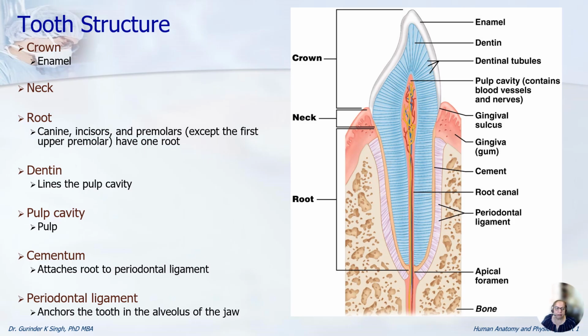Okay, let's look at the tooth structure. What comes out of the gum area is the crown region.